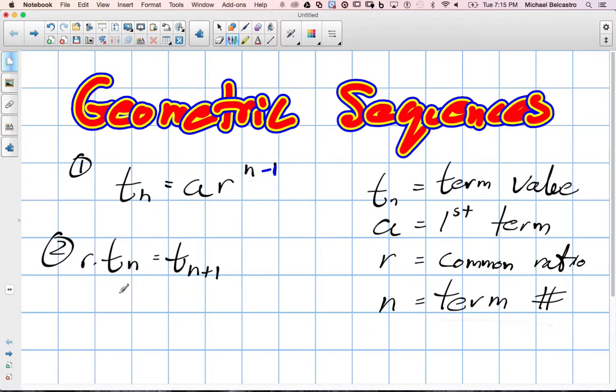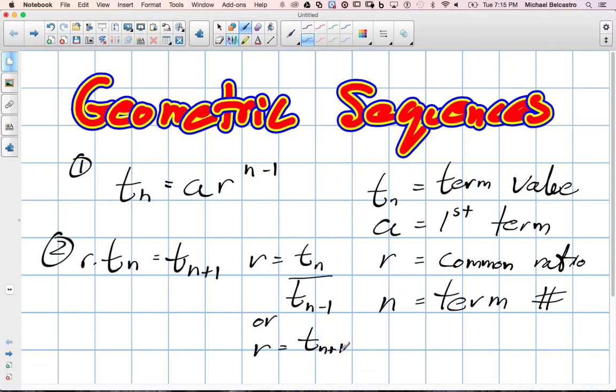If you're ever trying to find the common ratio, you can take your original term and divide it by the term that comes before it, or you can take the term that comes after it, so n plus 1, and divide it by the original term. Both of these are saying the same thing, it just depends which terms you have. That's a way to find the common ratio in case you don't have it.